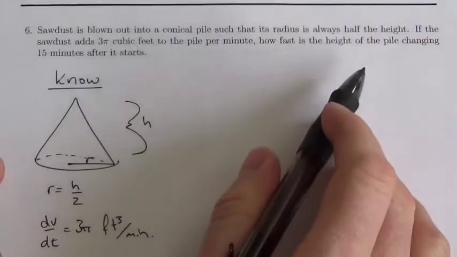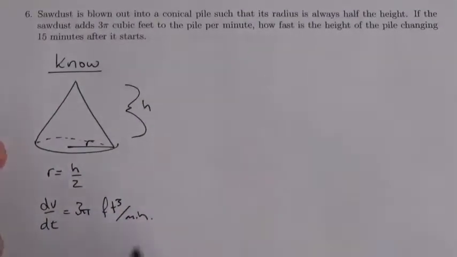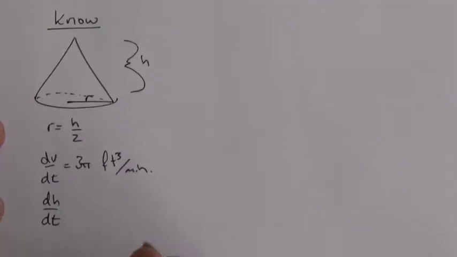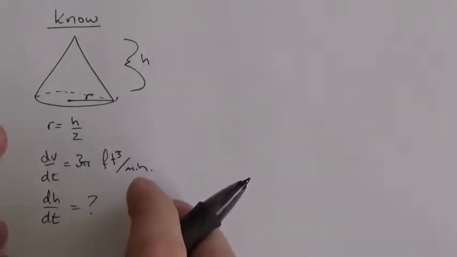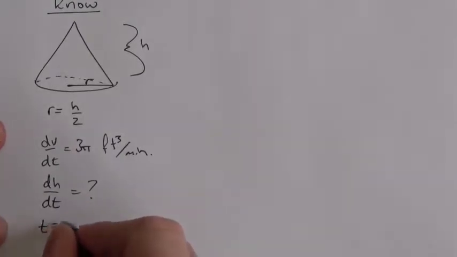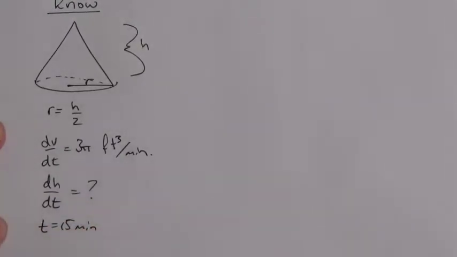And the question is, how fast is the height of the pile changing 15 minutes after it starts? So we are looking for dH by dt. Don't know what that is, but I know that's what I'm looking for. And I know one more thing. I know we're looking for how that is increasing at the 15-minute mark. Now that's interesting, because in a lot of cases when we give a question like this, we're actually giving the height. Well, we don't often give the time here. So we're going to have to wait and see how that plays into it.